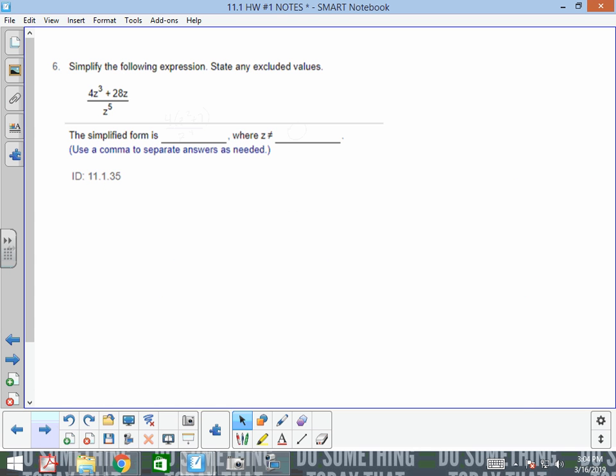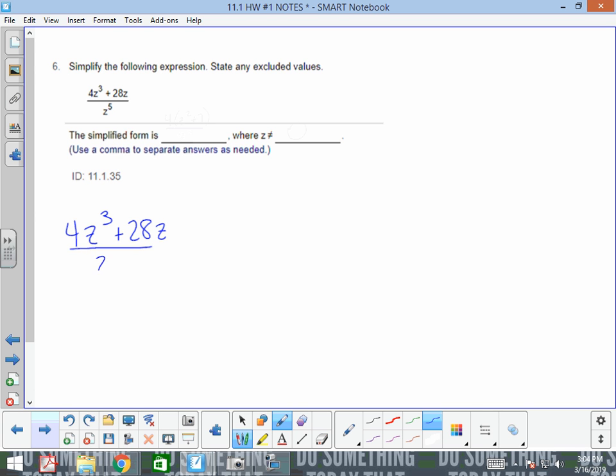All right, one more. Number 6, I have a binomial on top and a monomial on bottom. On top, again, anytime you have a binomial, trinomial, polynomials that have more than 1 term, I want to look to see if I can factor. So in the numerator, I can factor out the greatest common factor, which is 4z. So remember, when you divide both terms by 4z, you're reducing the coefficients and you're subtracting the exponents. So I'm going to get z squared plus 7 over z to the 5th.